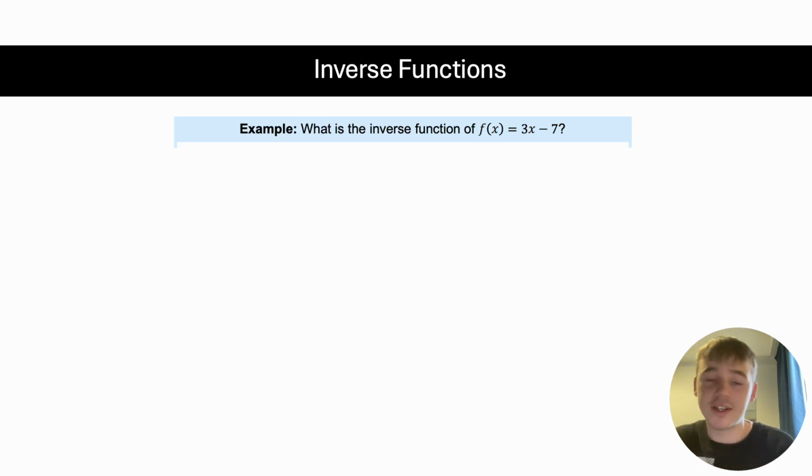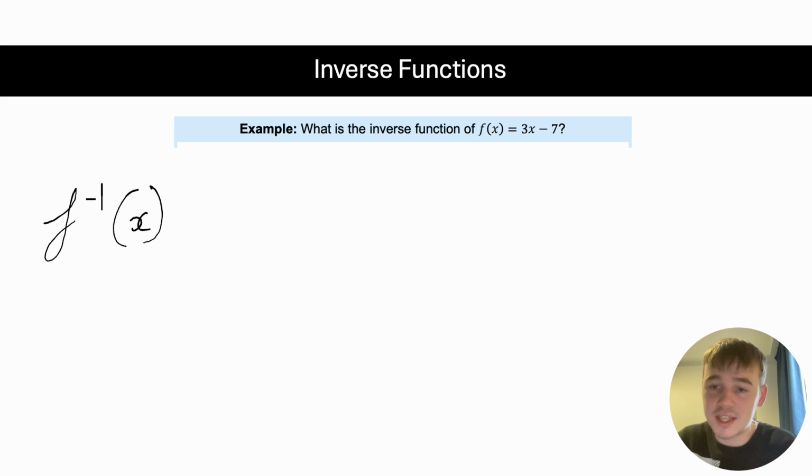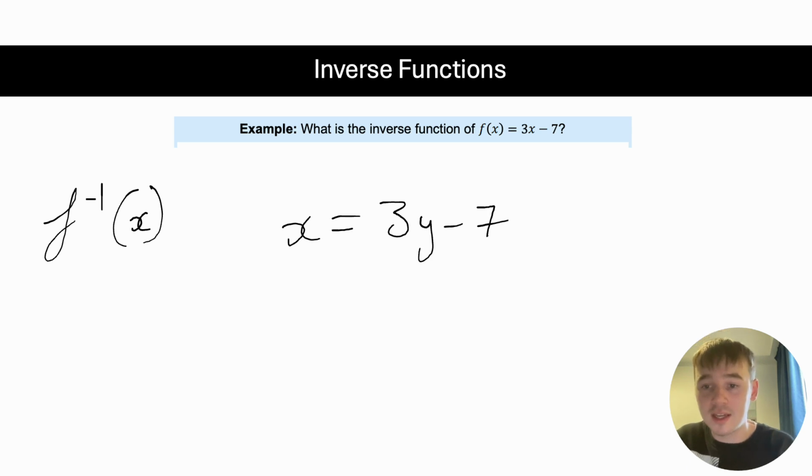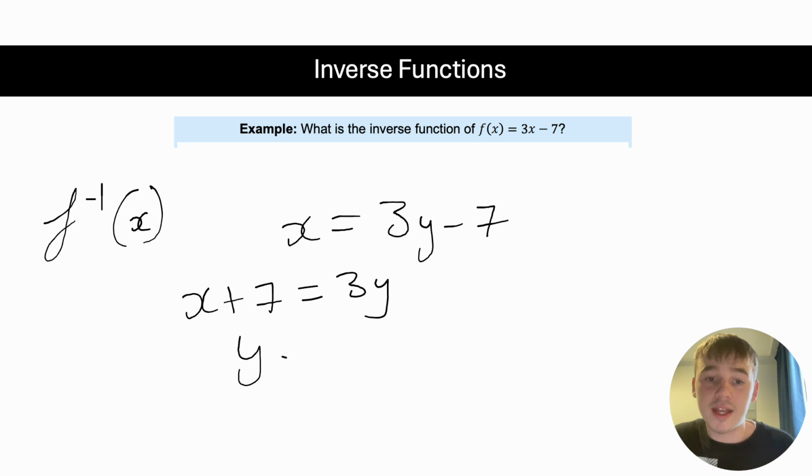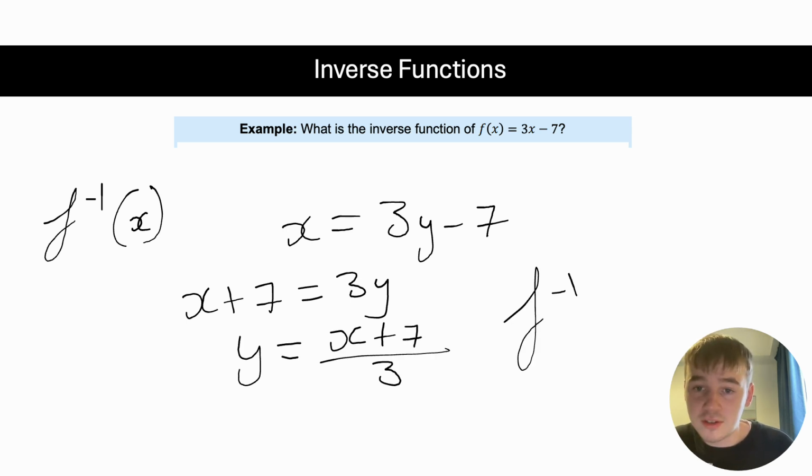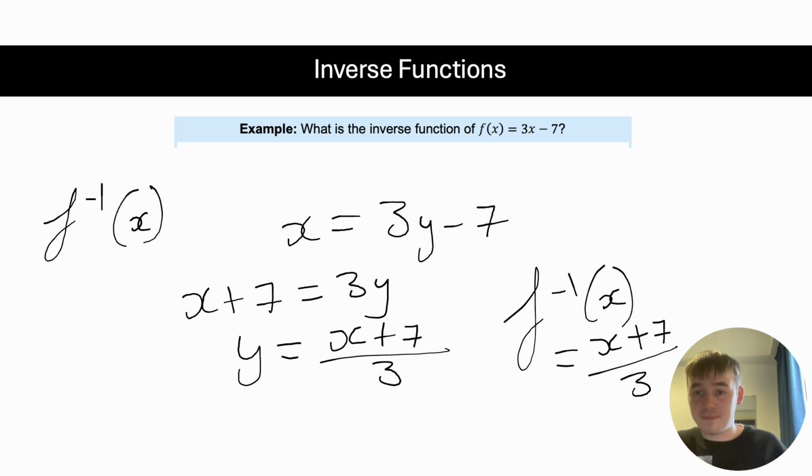If we look here at an inverse function, so that is f minus 1 of x. So the inverse function of x. So our function is 3x minus 7. Now we want to swap that x for another letter, let's say y. So we've got x equals 3y minus 7. You see, all we've done is swap that x for a y. Then we're going to rearrange it to make it y equals. So x plus 7 is 3y, and y equals (x plus 7) divided by 3. So our inverse function is (x plus 7) divided by 3.